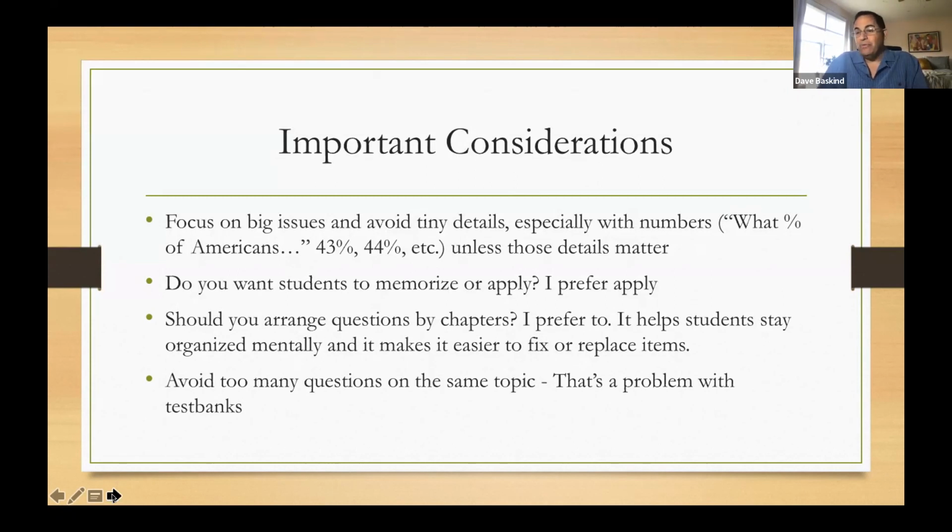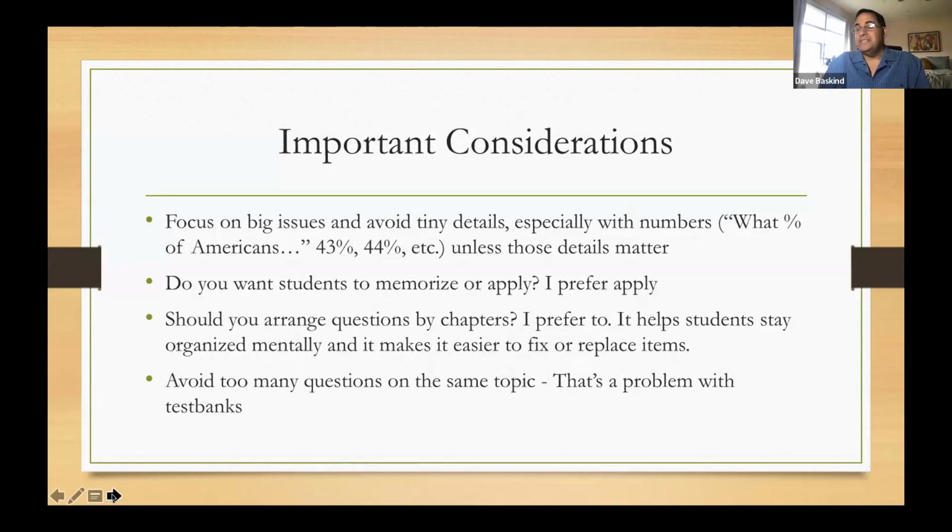Think a little bit about that also. If you are using a test bank, do you want it to just randomize the questions, or would you prefer that the items stay within their basic chapters or in that basic area of the test? I think it's a consideration. Another thought is to avoid too many questions on the same topic.